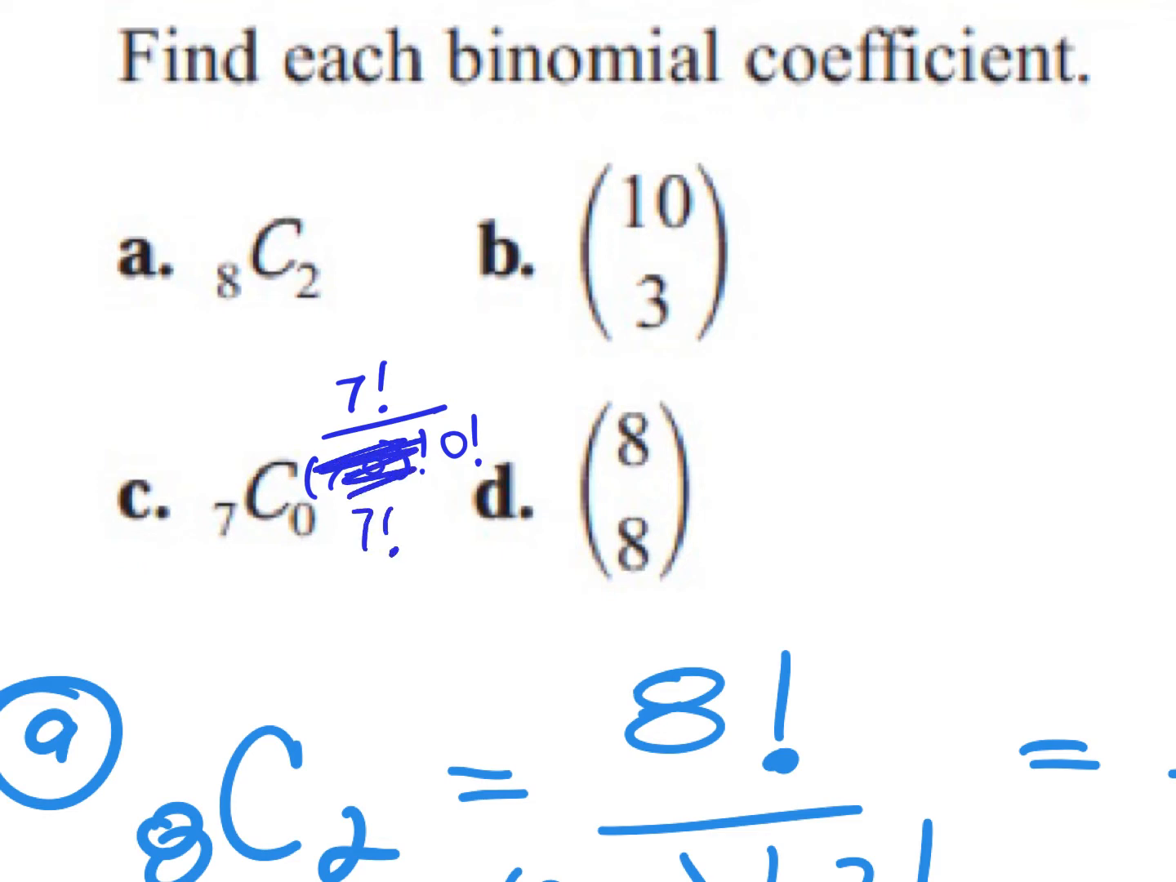What happens with 7 on top, 7 on the bottom? It cancels. This becomes a 1. And what does 0 factorial equal? 1. 0 factorial equals 1. So your answer here is just 1. Remember, 0 factorial and 1 factorial equal 1.